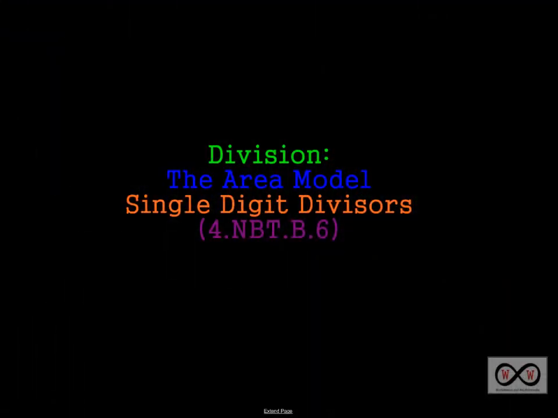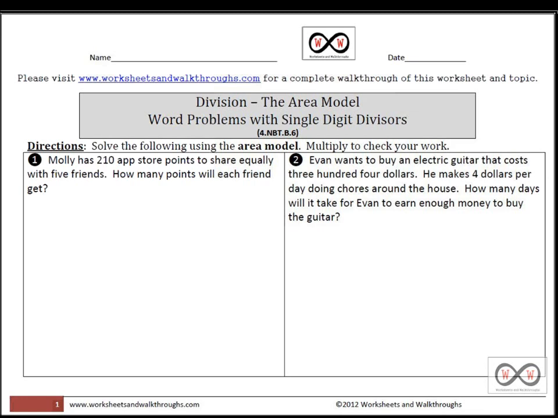In this video walkthrough lesson, we're going to take a look at division, and more specifically the area model, and we'll be dealing with single-digit divisors, and this is standard 4 NBT B6. We'll be looking at this worksheet. You can go to worksheetsandwalkthroughs.com to print out a copy for yourself. You can find it in our division video walkthrough section, and it's entitled The Area Model Word Problems with Single-Digit Divisors.